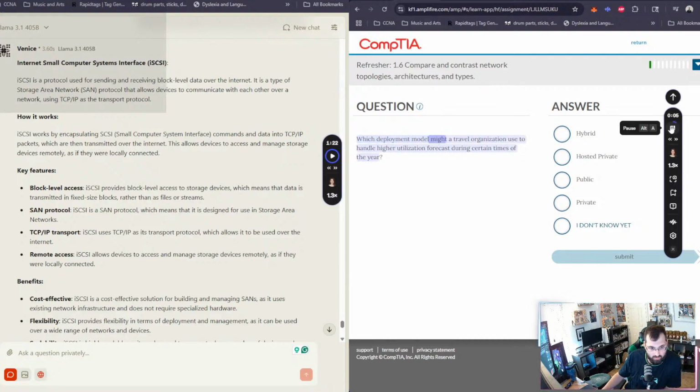Which deployment model might a travel organization use to handle higher utilization forecast during certain times of the year? Ooh. Which deployment model might a travel organization use to handle higher utilization forecast during certain times of the year?